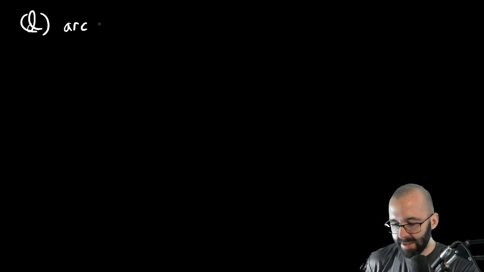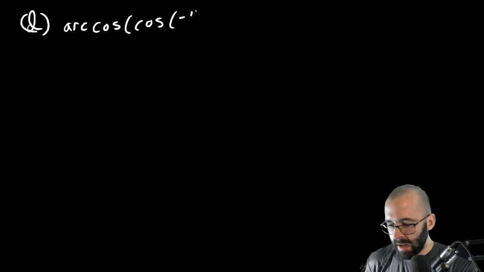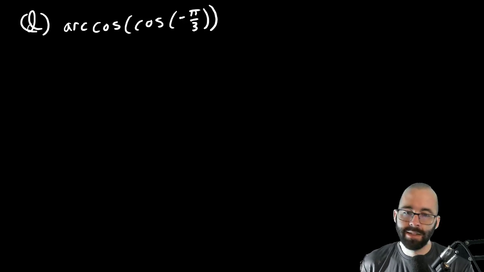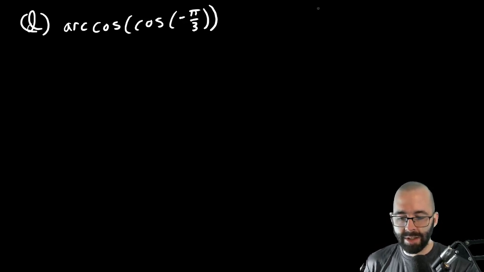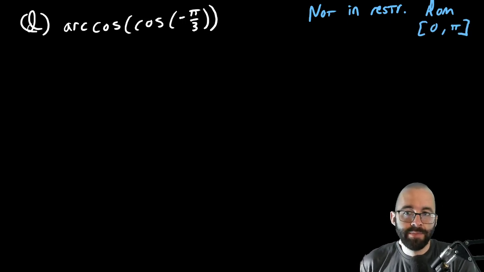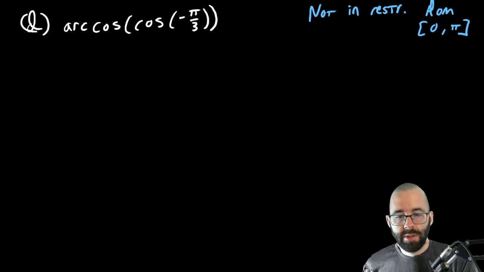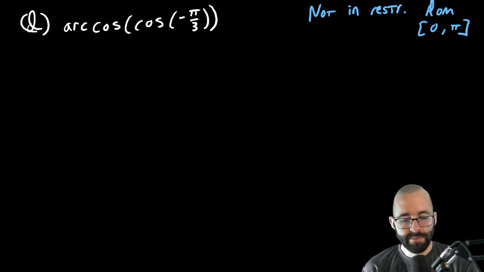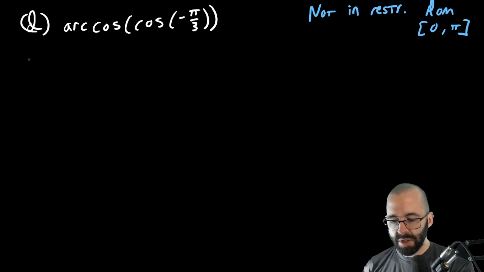I'm in the past. Arc cosine of the cosine of negative pi over 3. So this is not in the restricted domain, right? The restricted domain was 0 to pi for cosine. This is not in that. All right, so the blue method is a little bit more complicated here. The red method still works. Do things one at a time.